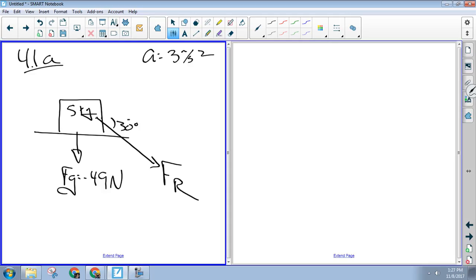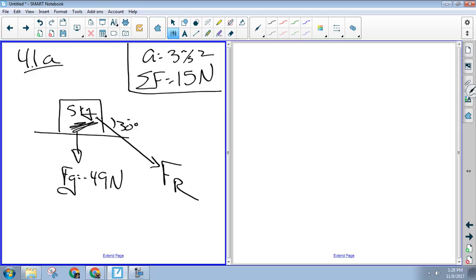Almost without thinking, what should I do, you guys? Good. That's huge. That's like a mantra in this class. If you know the acceleration, find the net force. So our net force here is going to be mass times acceleration. So we're going to get a net force of 15 newtons. And the force of friction is 10 newtons.